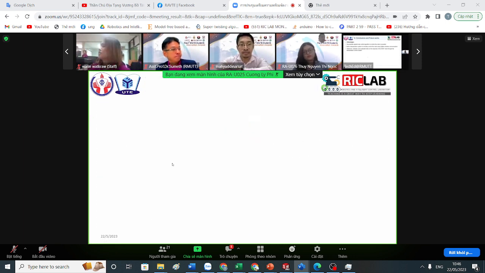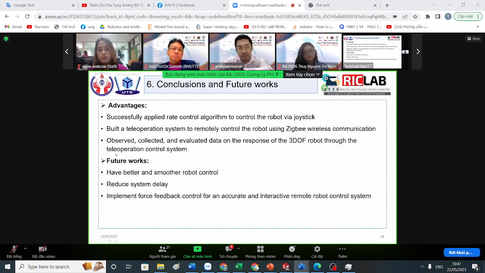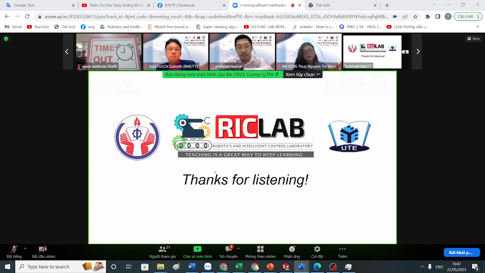We built a simulation system and remote control of the robot using ZigBee wireless communication, and collected and evaluated data on the response of the 3DOF robot through the calibration control system. The future work is better and smoother robot control, reduced system delay, and implementing force feedback control for an accurate and interactive remote control robot system. And thank you for listening.